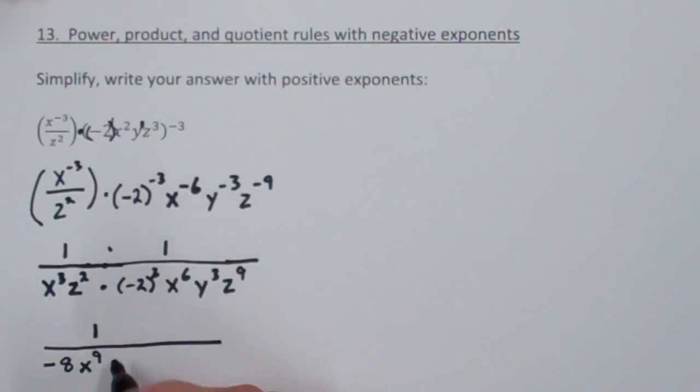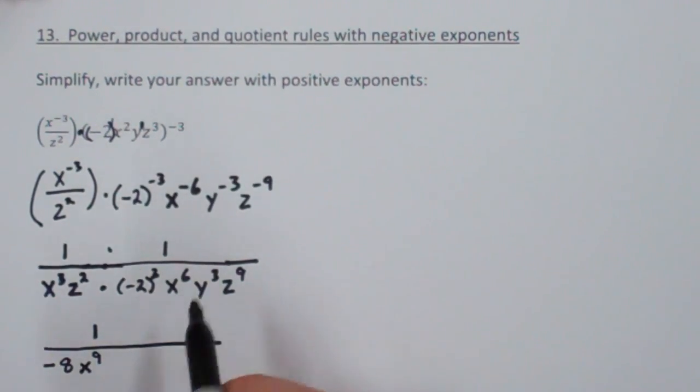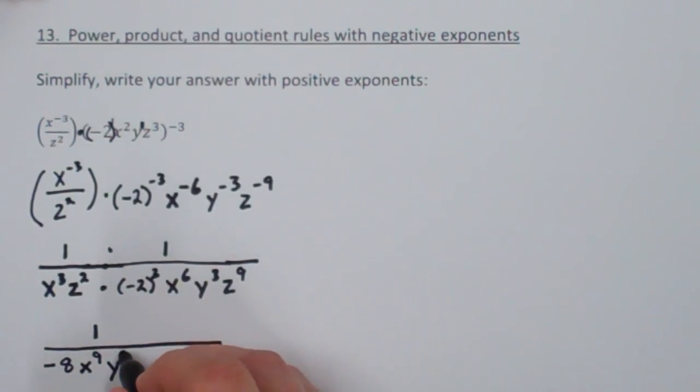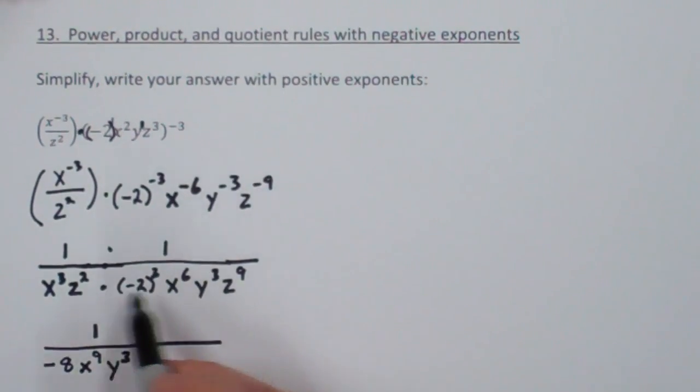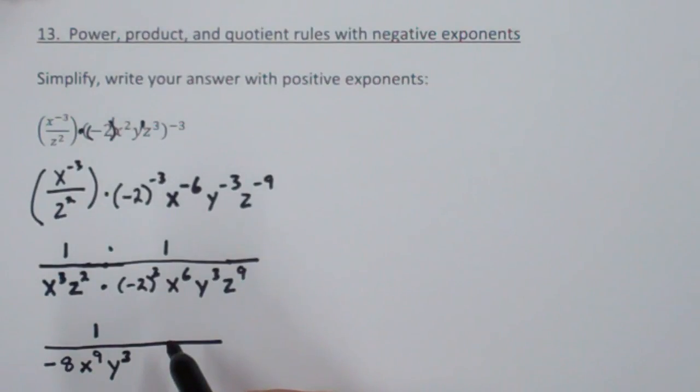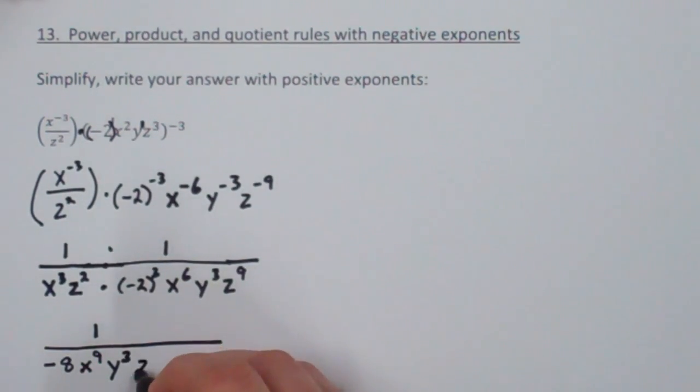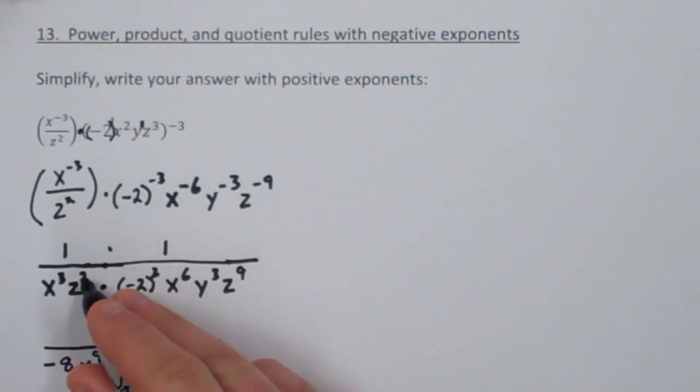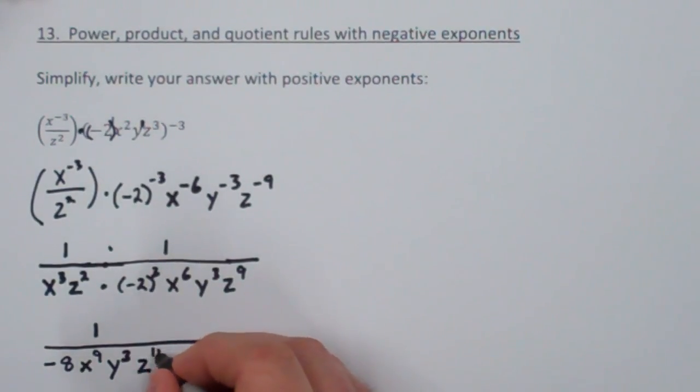We have a y next, so yes, it's missing here, but we see it on the right hand side. Y to the 3rd power. There's no base to combine it with on the left side. And then z squared, and then z to the 9th. Again, we're multiplying those bases, so we're going to add those exponents together.